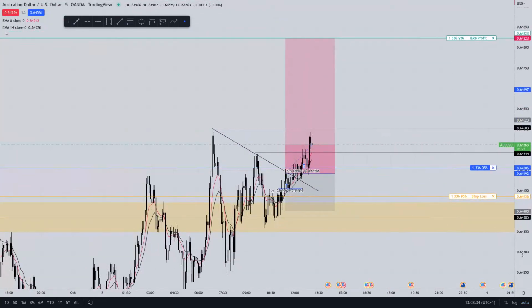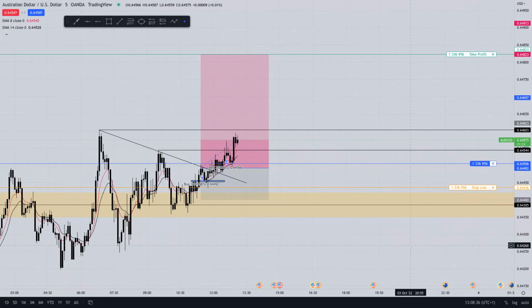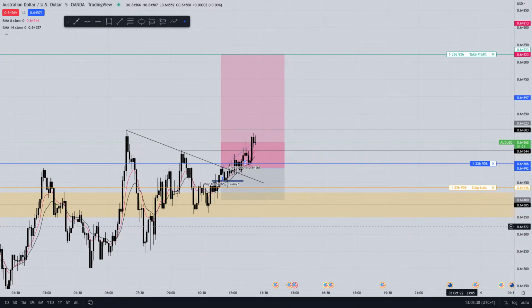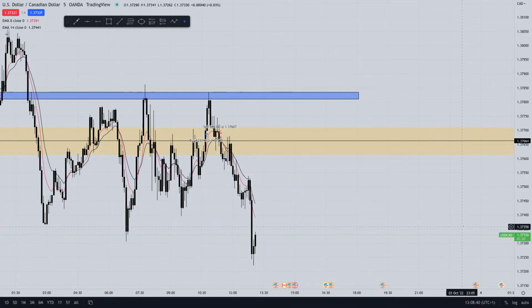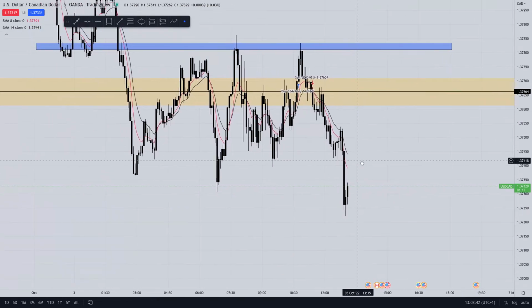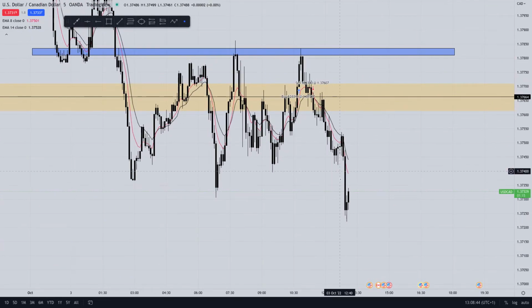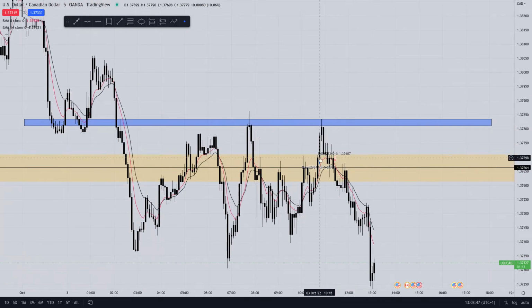But if you ask me, the US dollar is looking quite weak when you look at other pairs, like for example the United States Canadian dollar. Price has been dropping, and as you can see, I took a buy on this position, which actually I ended up closing before I hit my stop loss. So I saved myself an extra 50% of losses.